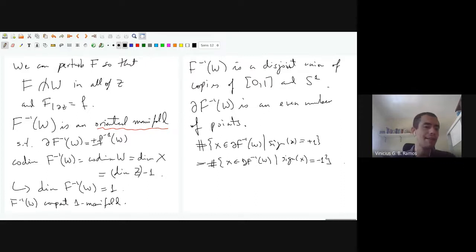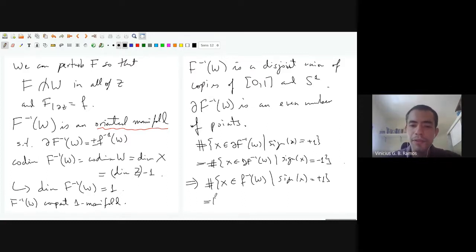And that's going to be also true for little f inverse of w, because the boundary of big F inverse of w is equal to little f inverse of w, but the signs might be switched. But it doesn't matter. This will imply that the number of points in the pre-image of w with sign plus 1 is equal to the number of points in the pre-image of w with sign equal to minus 1.